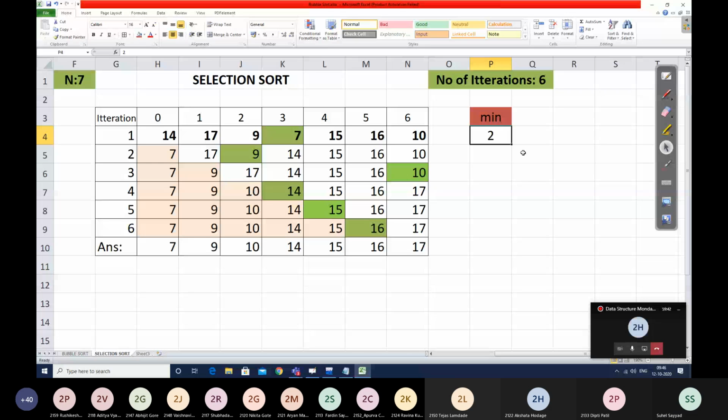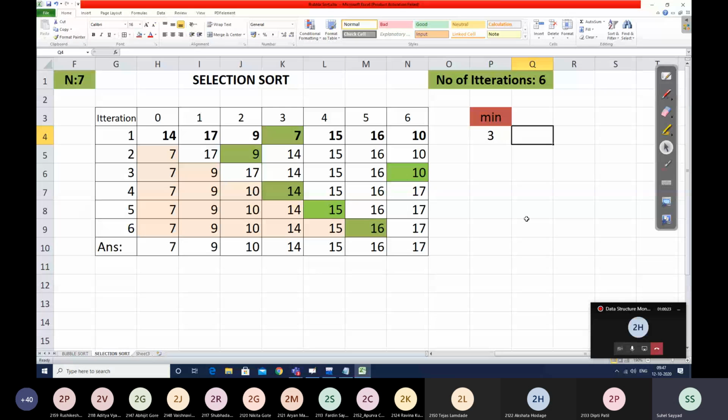Again, I'll continue. I'll check whether A of 4 is less than A of mean. Whether 15 is less than 7. No, I'll not change mean. I'll again continue. Whether A of 5 is less than A of mean. Whether 16 is less than 7. No, I'll not change mean. Again, I'll continue. Whether A of 6 is less than A of mean. Whether 10 is less than 7. No, I'll not change mean.